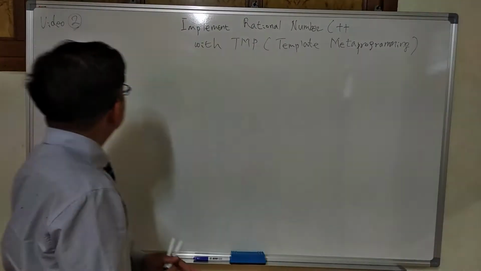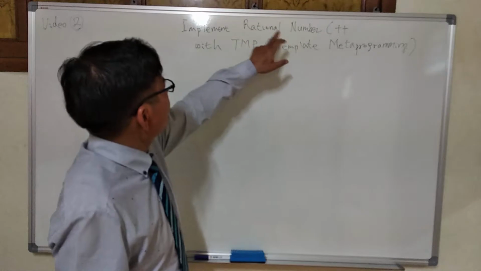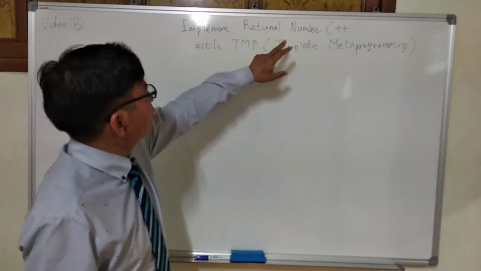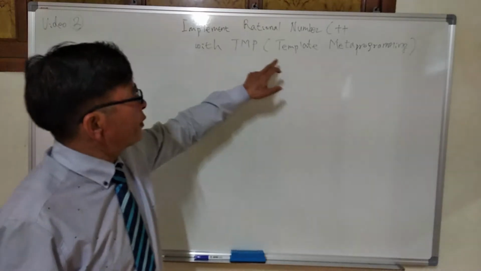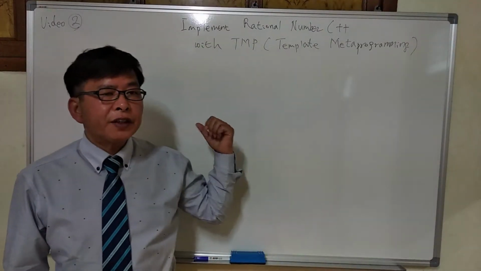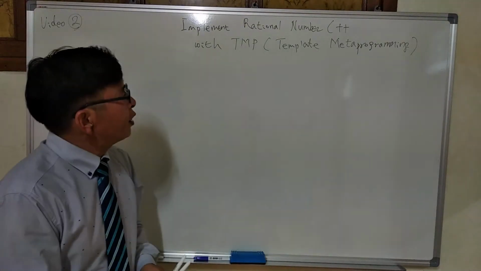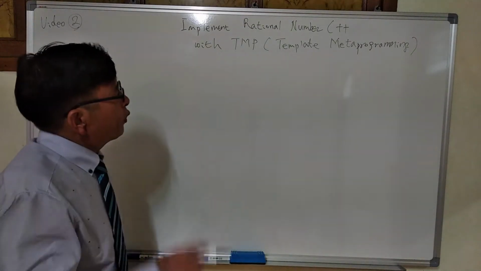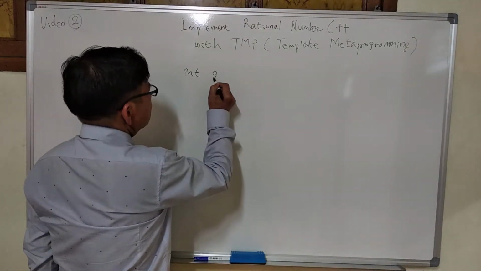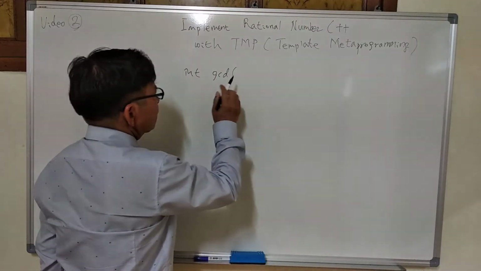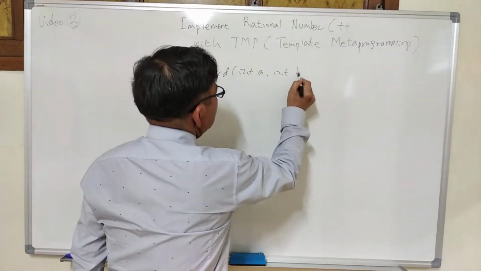This is the second video in the series on rational numbers, implementing rational numbers using C++ with template metaprogramming technique. If you haven't watched my previous video, please watch it. In the previous video, we implemented GCD, greatest common divisor, int A, int B, like this.